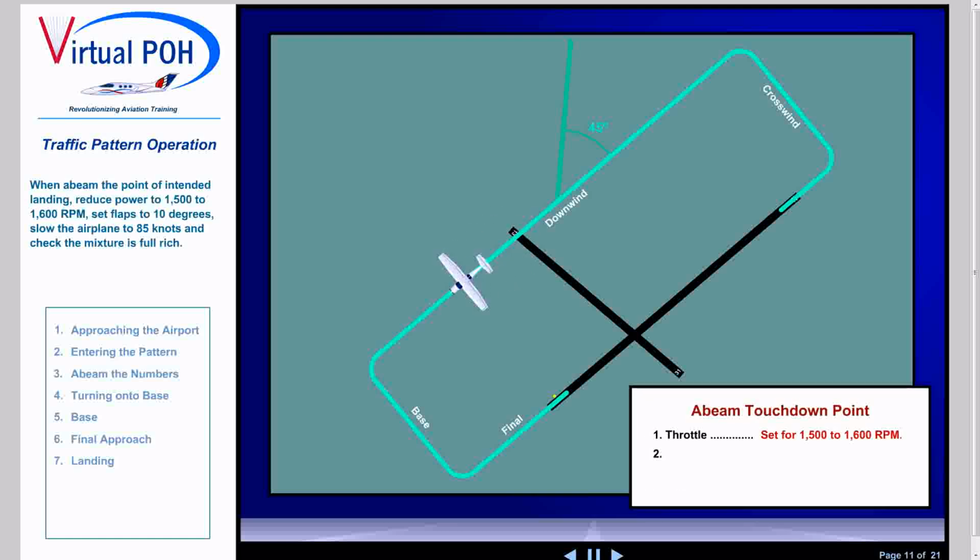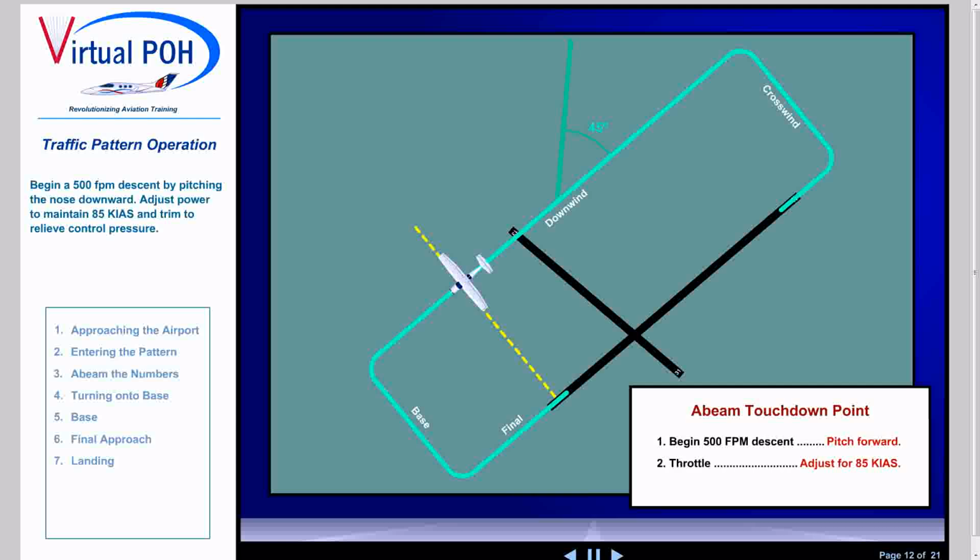At the abeam point of intended landing, reduce the power to 1,500 RPM. Set flaps to 10 degrees. Slow the aircraft to 85 knots and check the mixture is full rich. Begin a 500 foot per minute descent by pitching the nose downward. Adjust power to maintain 85 knots and trim to relieve control pressure.